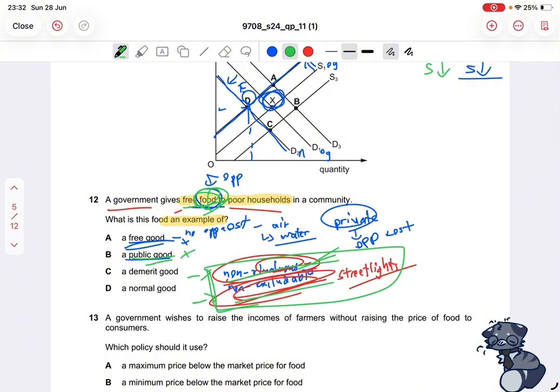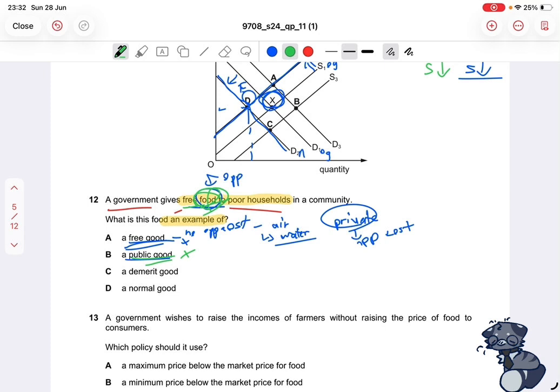Now the next one says a demerit good. Well, what are demerit goods? Demerit goods are goods that are more harmful than consumers realize. However, is food in any way a demerit good? Food can be classified as a merit good, which is the opposite of a demerit good, meaning that it gives benefits that are greater than consumers realize. As food doesn't really cause any external costs, it is healthy, it's good for your health, and it's good for your life. So it's not necessarily a demerit good, so let's just cross that off.